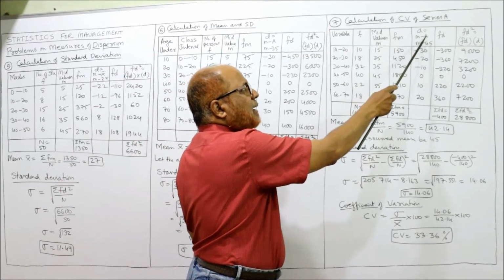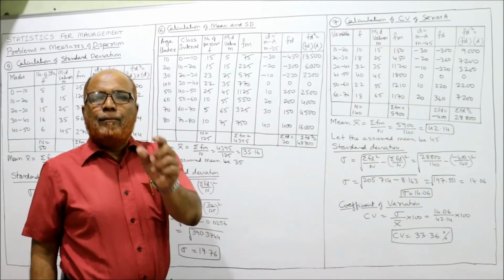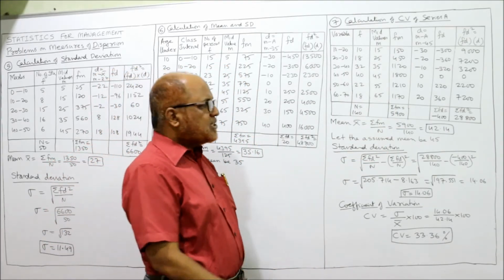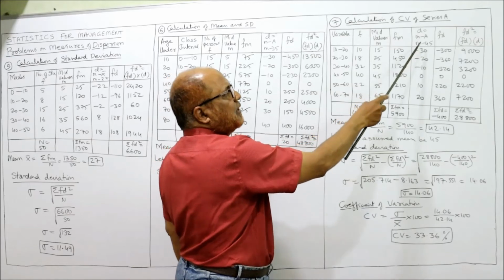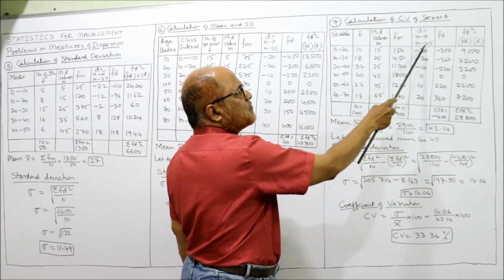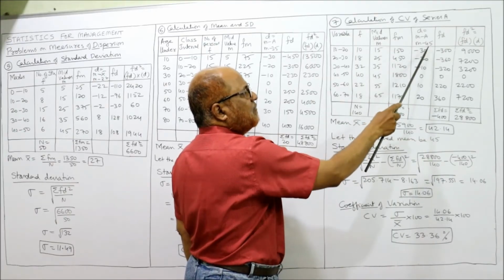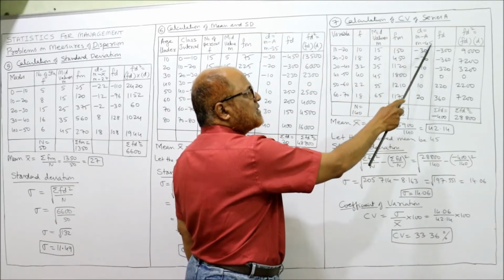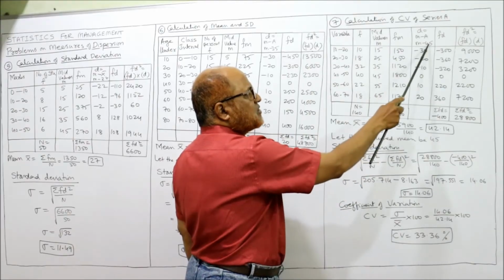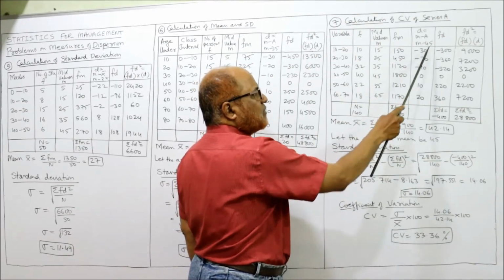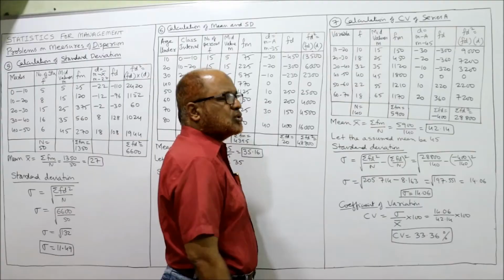Now D is equal to M minus A. Mid value minus assumed mean. Assumed mean is 45. So M minus 45: 15 minus 45, minus 30; 25 minus 45, minus 20; 35 minus 45, minus 10; 45 minus 45, 0; 55 minus 45, 10; 65 minus 45, 20. These are the D values.